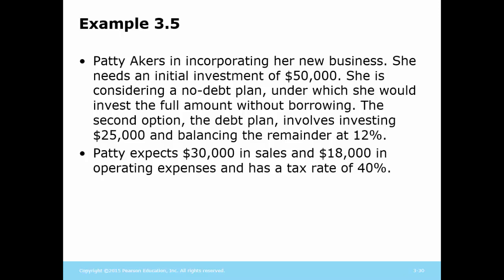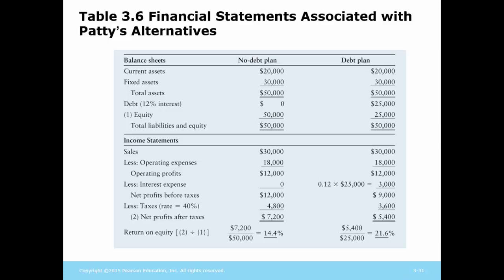We have this new business. She needs an initial investment of $50,000, and she's going to decide to do this with a no debt plan, right? She's going to invest the full amount and not borrow any money. The second option, of course, is to invest $25,000 and borrow the remainder. We expect to get $30,000 in sales, $18,000 in operating expenses, and we have a tax rate of 40%. So how does this affect the company?